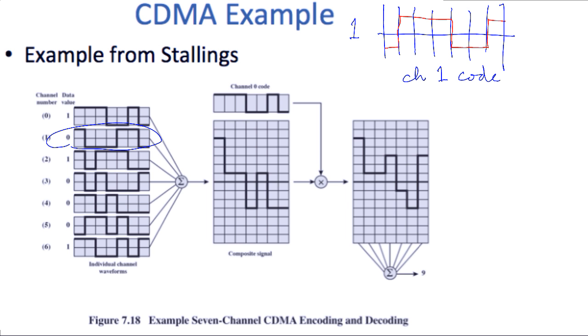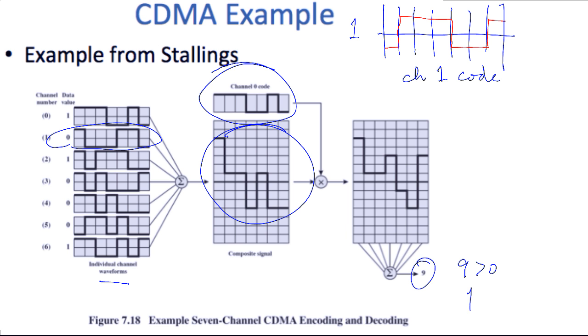That takes you through the entire calculation again, starting with the bits that the users are sending, and starting with their channel codes to coming up with the channel waveforms, which are either the channel code or the inverted channel code, summing them, coming up with the composite signal, and then at the receiver taking the composite signal and multiplying by one of the channel codes to extract that channel's bit. And 9 is greater than 0, so the output bit is a 1, which agrees with the input bit from channel 0.